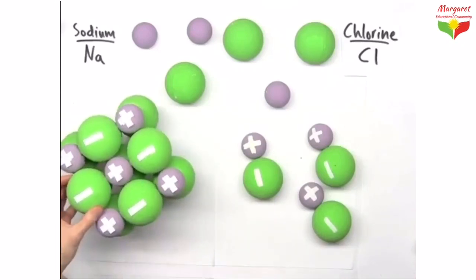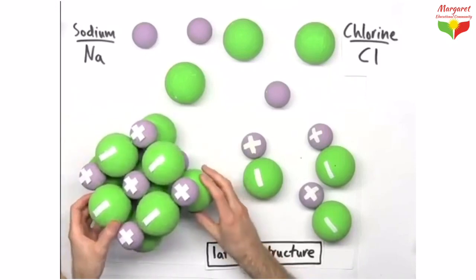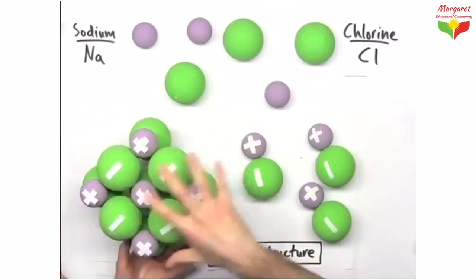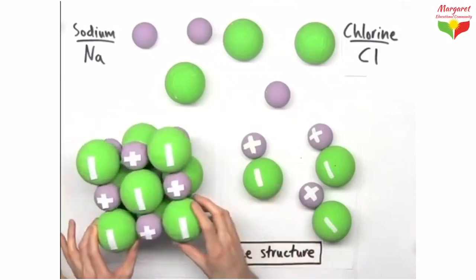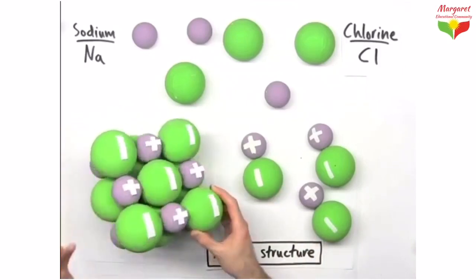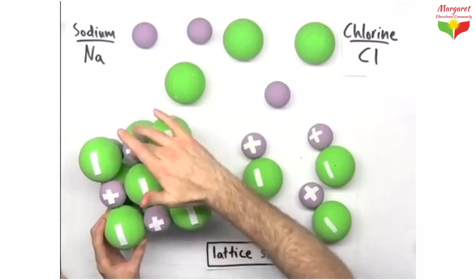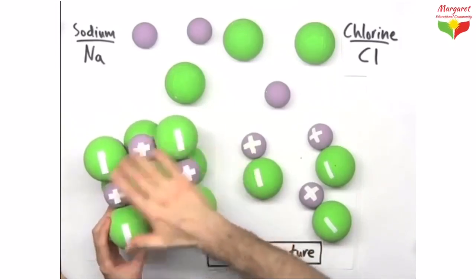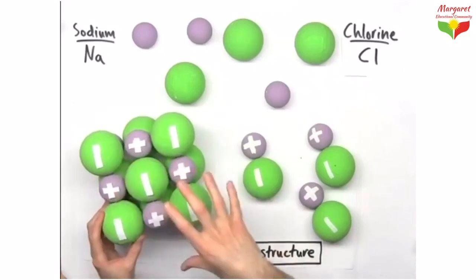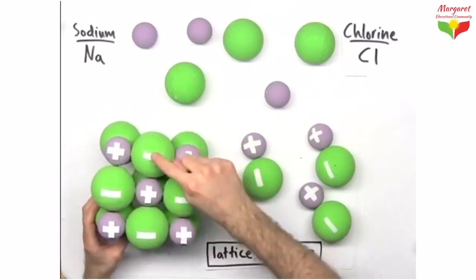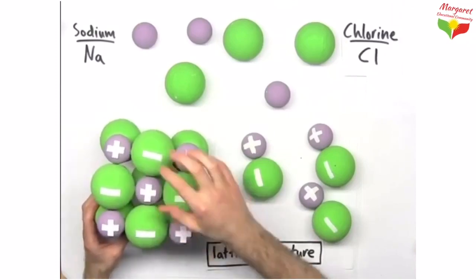This is called a lattice structure, okay? And you can see how these ions pack really closely together and how they are making this larger shape. Here we have a negative ion that is surrounded by 4 positive ions because they are all attracted together. And over here we've got this positive ion that is surrounded by a whole bunch of negatively charged ions.